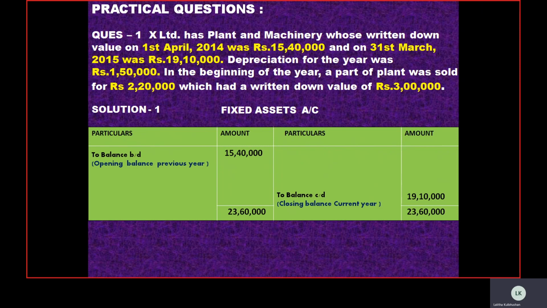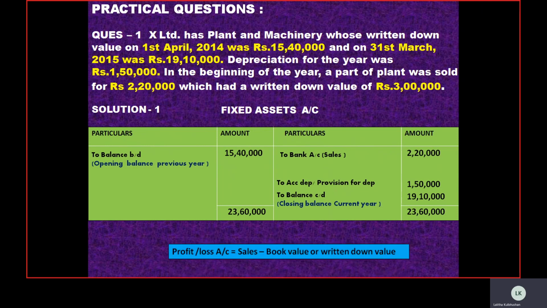So we have already gone through the format. Whatever information is available to us, let's put it down in the format, and whichever figure is missing, we can identify through ledger balancing. Here we can write down the sales, already given to us as 2,20,000, and the written down value is given here. So we need to identify the profit and loss, as we cannot see a direct value of the profit and loss given, but they have given us the depreciation, 1,50,000.